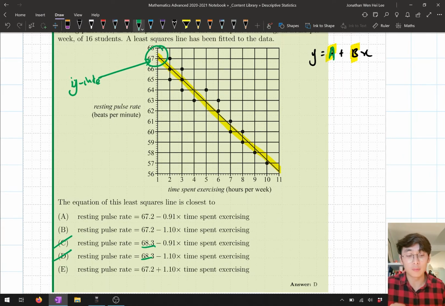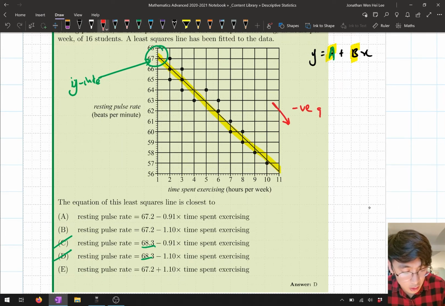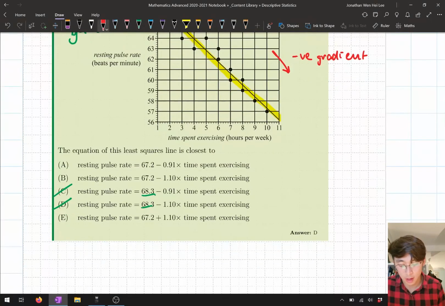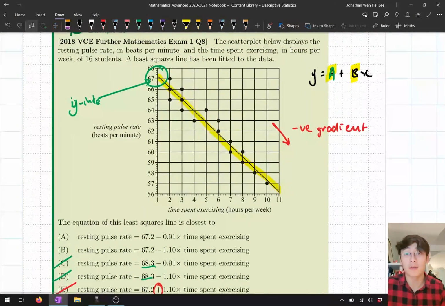The second thing is that we start looking for the gradient. Have a look at this gradient. Is it positive or negative? Well, it's going downwards, which means that this is a negative gradient, which means I can also cancel out another one of these answers. The last one has plus 1.1 times the time exercising. That would suggest a positive gradient, so I can also cancel out this one, E. Because the gradient is not positive, I can get rid of that one. And so we're left with these two, A and B: 6.7 minus 0.9 or 6.7 minus 1.1.